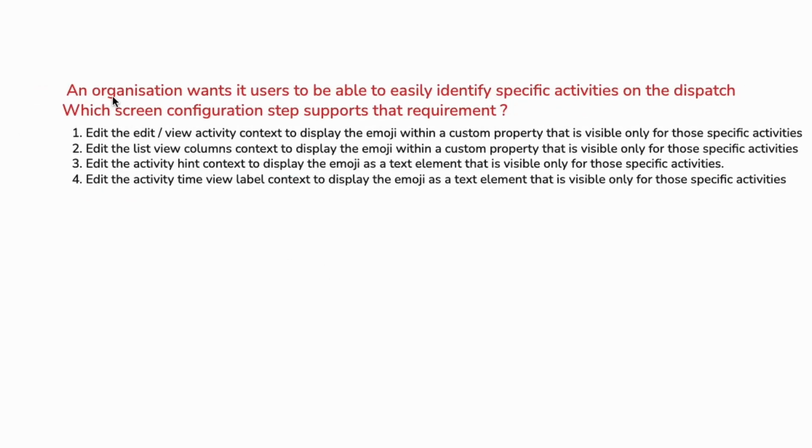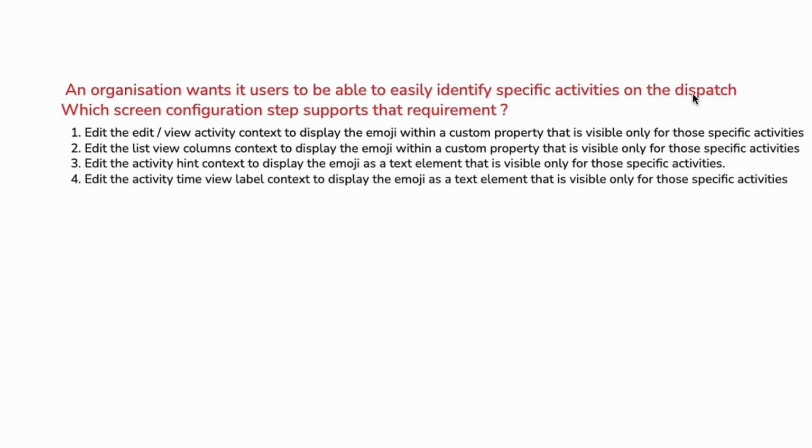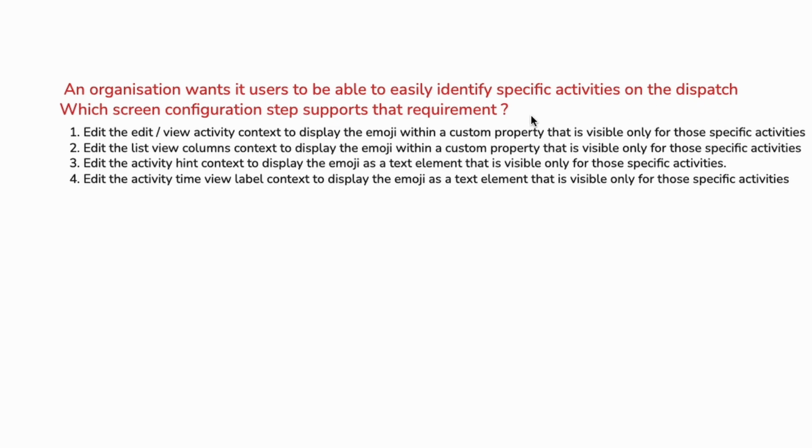This is the next question. An organization wants its users to be able to easily identify specific activities on the dispatch console. Which screen configuration step supports this requirement? So it's on dispatch. So option first, edit view activity context to display the emoji within the custom property that is visible only for those specific activity. So this is incorrect because this is not related to dispatch.